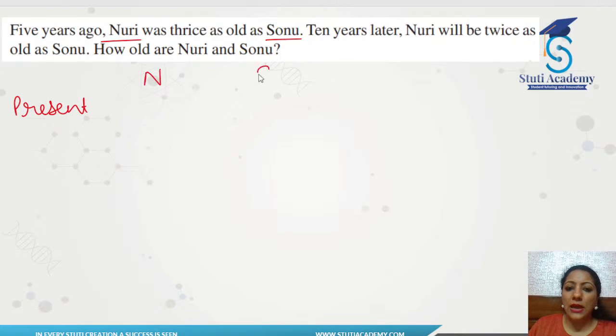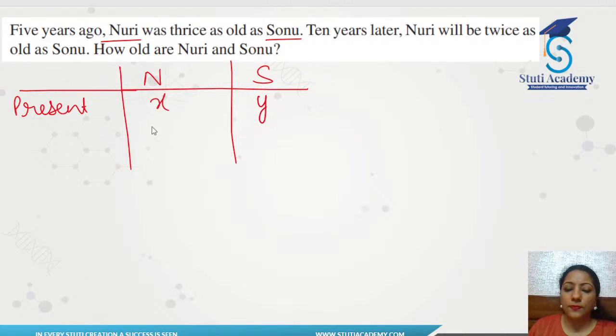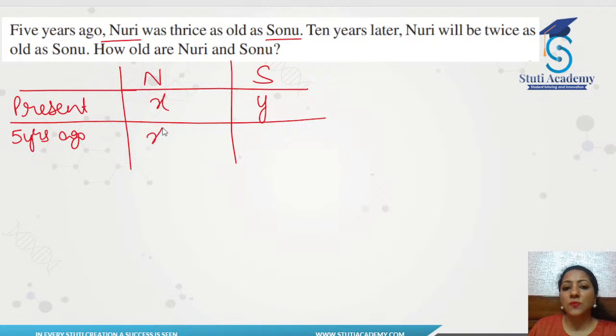We are talking about Noori and Sonu. Let us take the present age of Noori to be x years and the present age of Sonu to be y years. Now 5 years ago, we will have Noori's age as x minus 5 and Sonu's age as y minus 5. Obviously 5 will get subtracted from their ages because we're talking about 5 years ago.